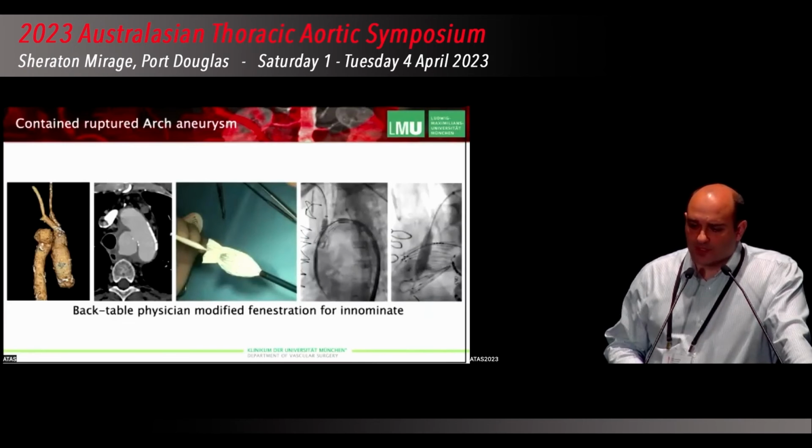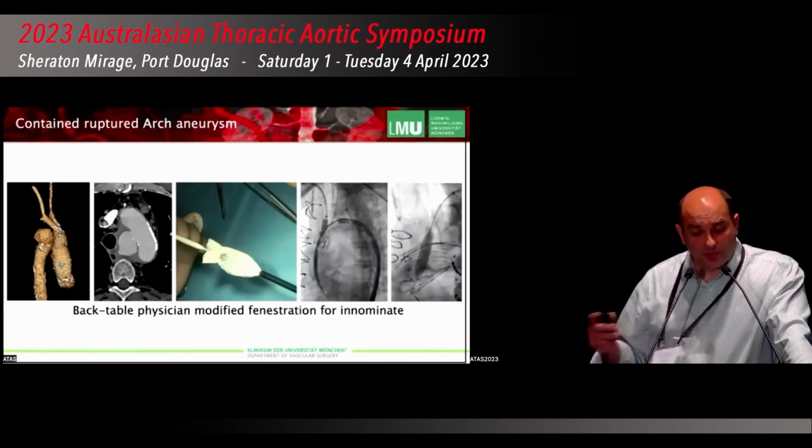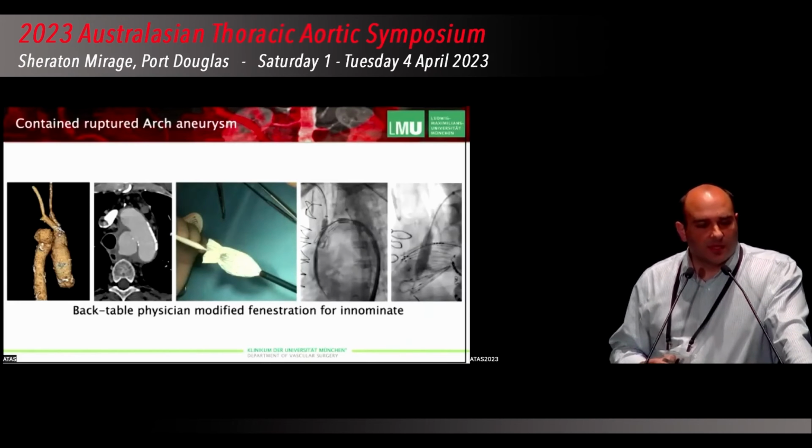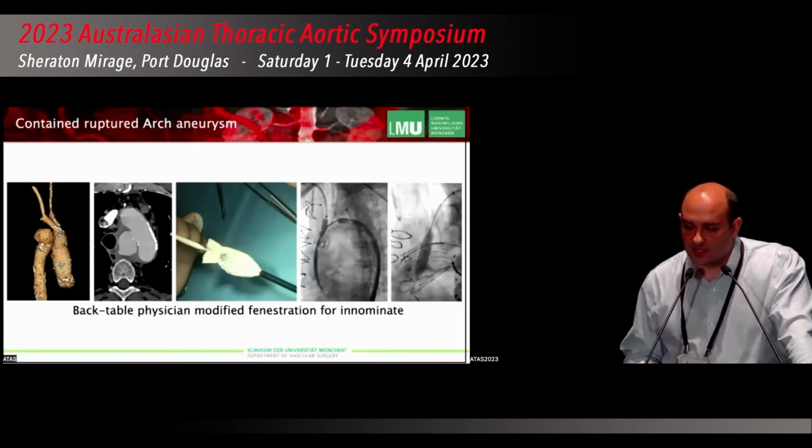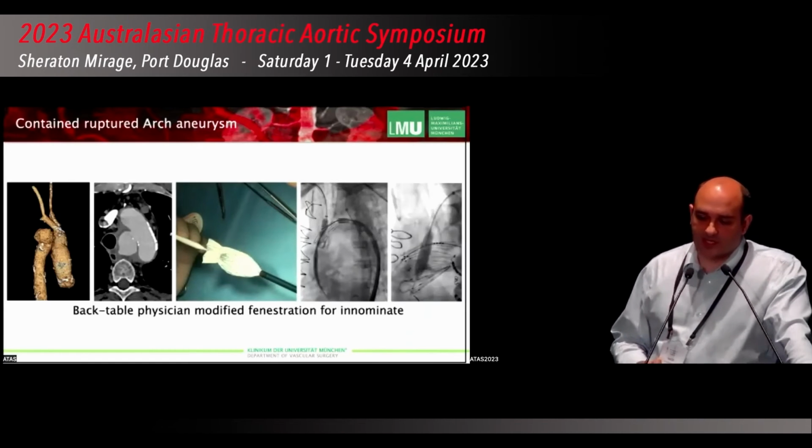This is another option where we had a patient that would have been with a rupture and would have been suitable for an arch branch device if he didn't have an aortocoronary bypass in the mid-ascending aorta. In this case, again, we had to change a little bit our approach.